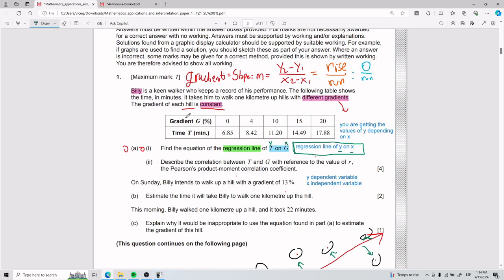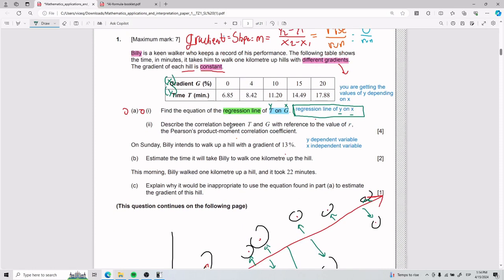That means this is your X values, and these are going to be your Y values. So depending on the gradient, how much time does it take to climb up that hill, or to walk 1 kilometer up that hill, better said. Anyways, once you consider that, it's a little easier to see what you have to do.